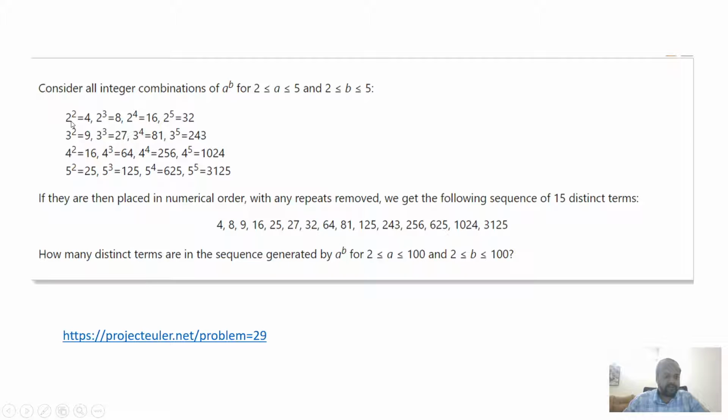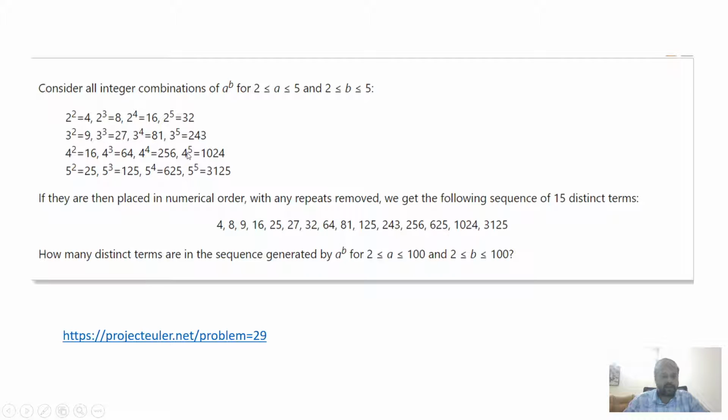Starting with a equal to 2 and b equal to 2, 3, 4, 5, the different power combinations are 2 to the power 2, which is 4, 2 to the power 3, 2 to the power 4, 2 to the power 5, and like that a and b in the range 2 to 5 are evaluated for the function a to the power b and their values are listed. Then, if the computed values are placed in numerical order with any repeats removed, we get the following sequence of 15 distinct terms.